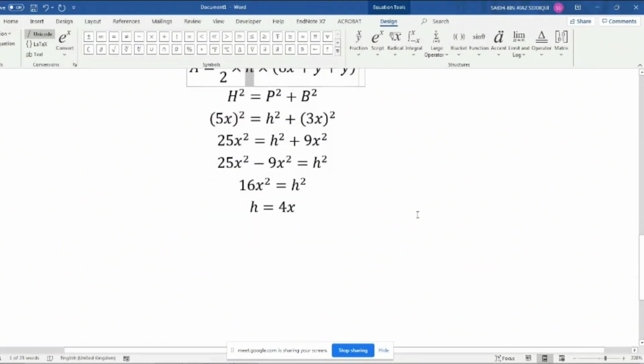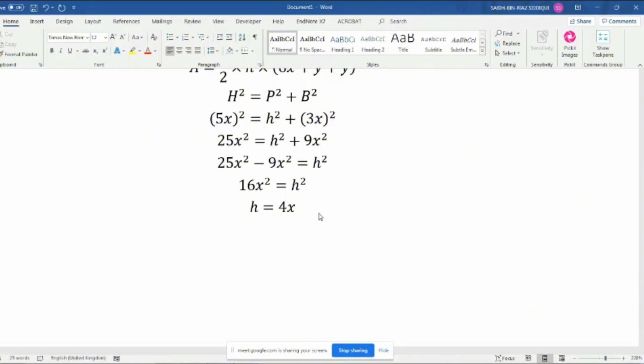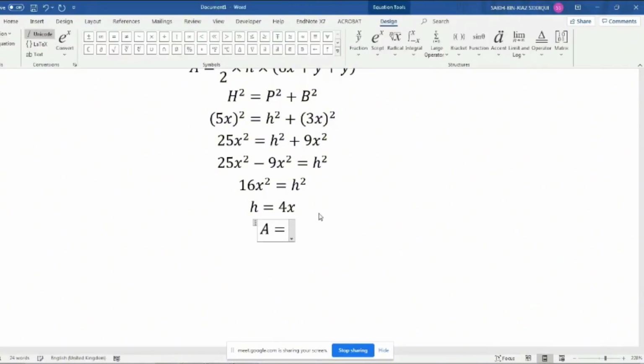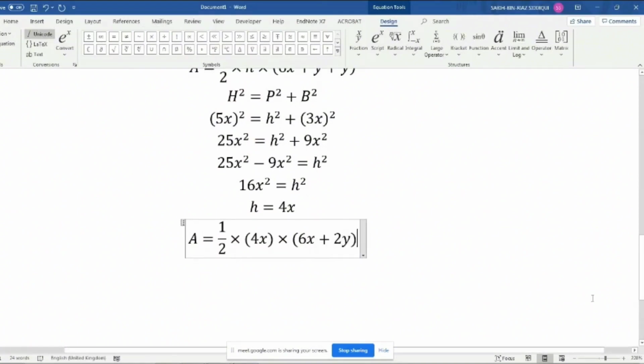So now my area will be, area is equal to half multiplied by height, which was 4x, multiplied by the sum of parallel sides, which was 6x plus 2y. Now what do I need to do? I need to substitute y or 2y over here.